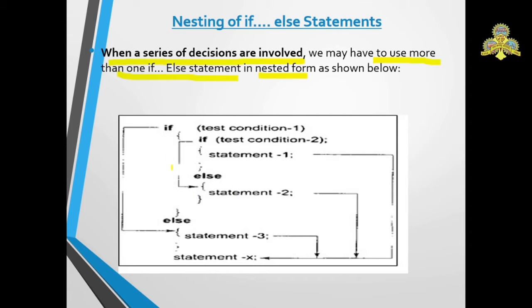This diagram contains more than one if-else statement. That is, it contains nested if-else statements. This is the outer if statement and this is the innermost if statement. Means an if statement within an if, one more if. That is called nested if statements. This nesting of if statements is used when a series of decisions are involved.